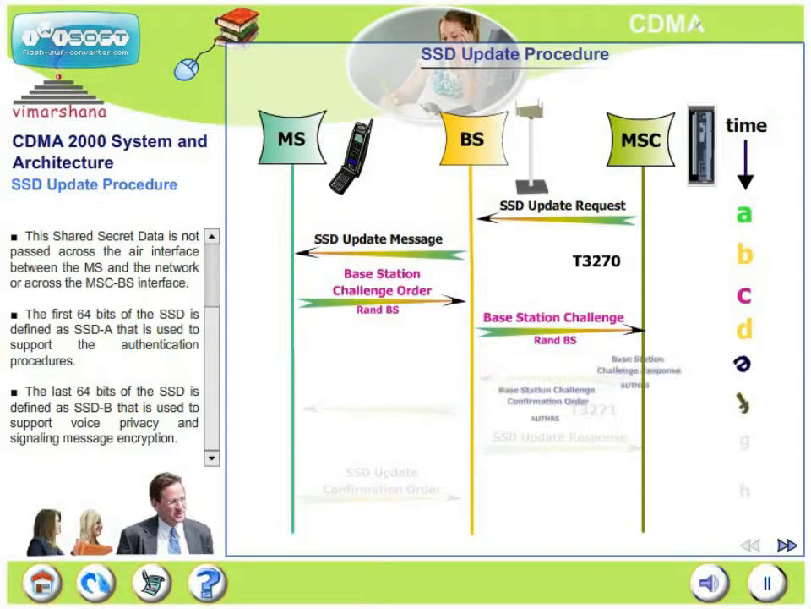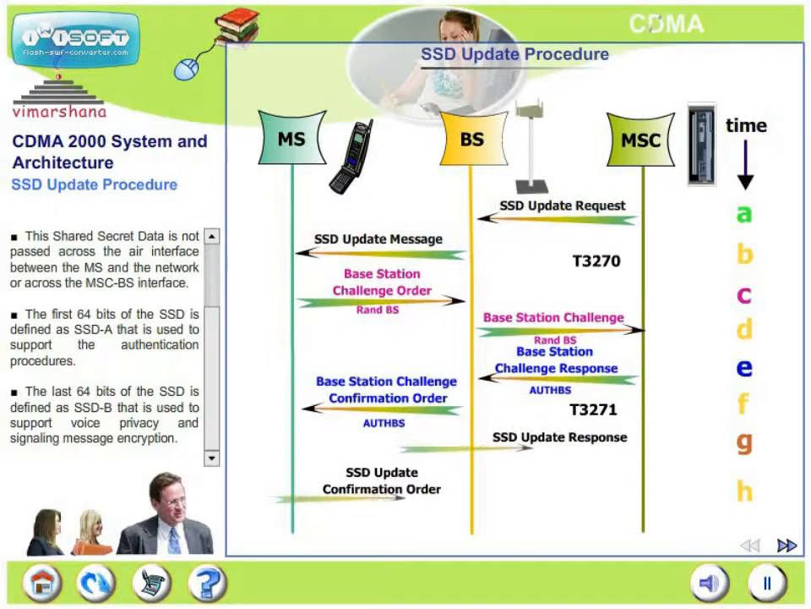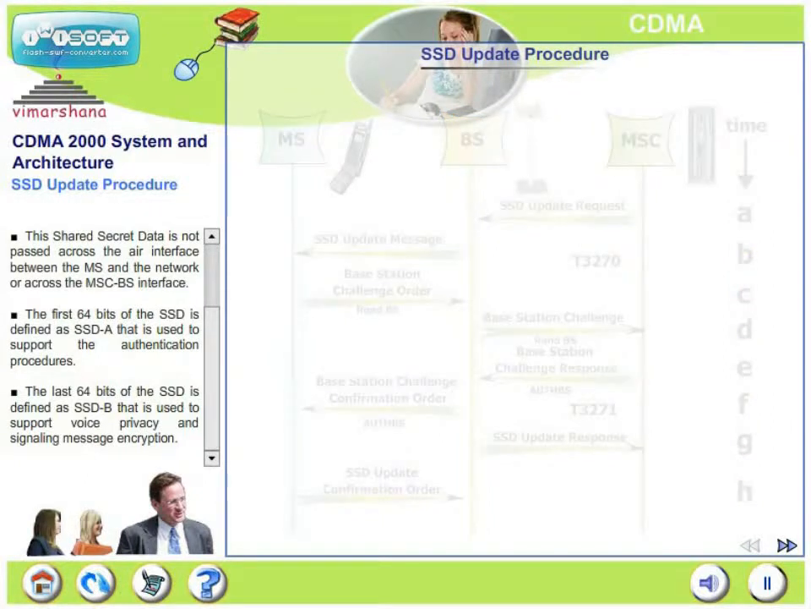a specific response. The mobile receives this specific response and it compares it with the computed value that is available in the mobile already. If they are in agreement, it sends an agreement signal back to the MSC. If they are in disagreement, it sends a disagreement signal back to the MSC. This is how SSD update procedure takes place. Let us look at this in terms of a call flow subsequently.